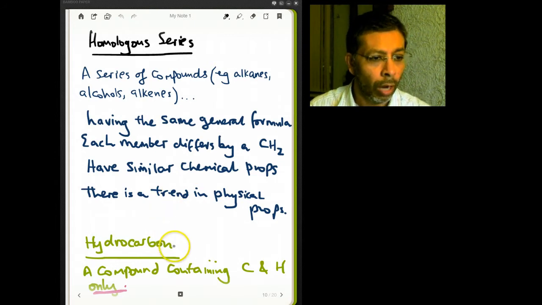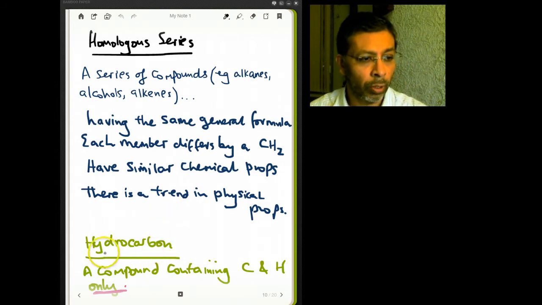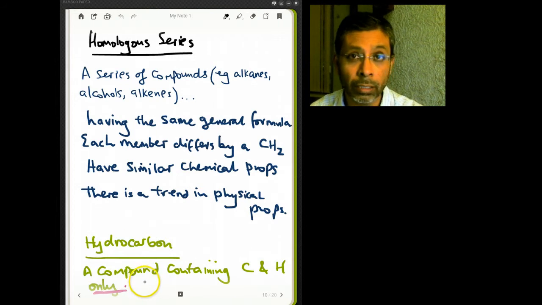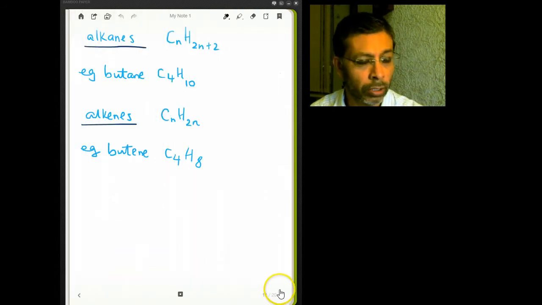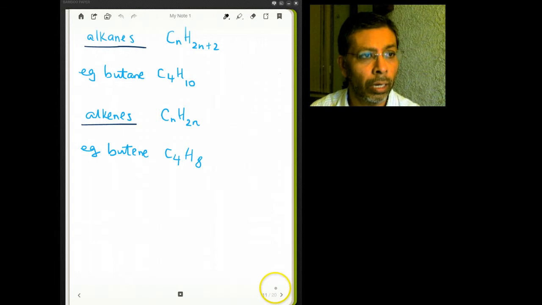Right, a hydrocarbon. Just by looking at the word hydrocarbon, you notice hydrogen and carbon make it up, and basically it's a compound that contains carbon and hydrogen, but the key word is only. For the exam you have to say only, carbon and hydrogen only. Okay, right, next we'll look at the general formulae.